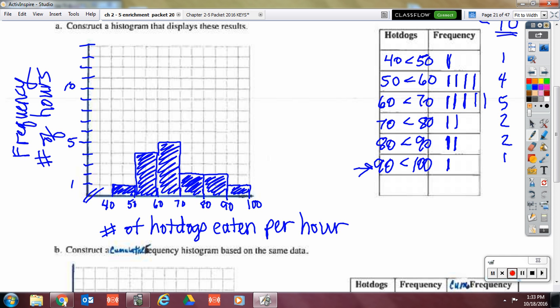Since they would be whole numbers of hot dogs, you could label it 60 to 69, 70 to 79. Yeah, you could do that. Okay. All right, so that's our histogram.